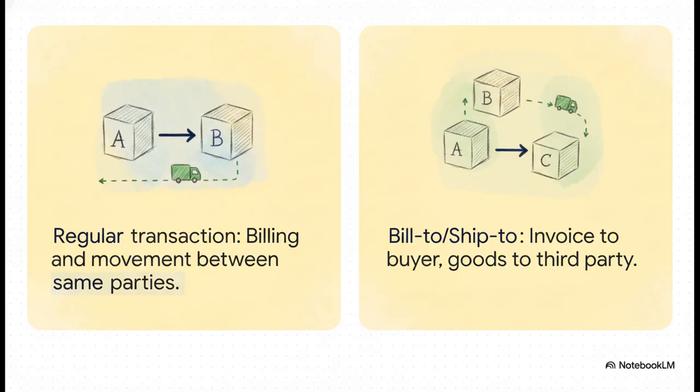In a standard, regular transaction, billing and physical movement happen between the exact same two parties. No Ship-to GSTIN needed there. But let's say Company A bills Company B, but ships the physical goods over to a third party, Company C. That is your classic bill-to/ship-to transaction. And in that specific case, capturing Company C's GSTIN is now absolutely mandatory.